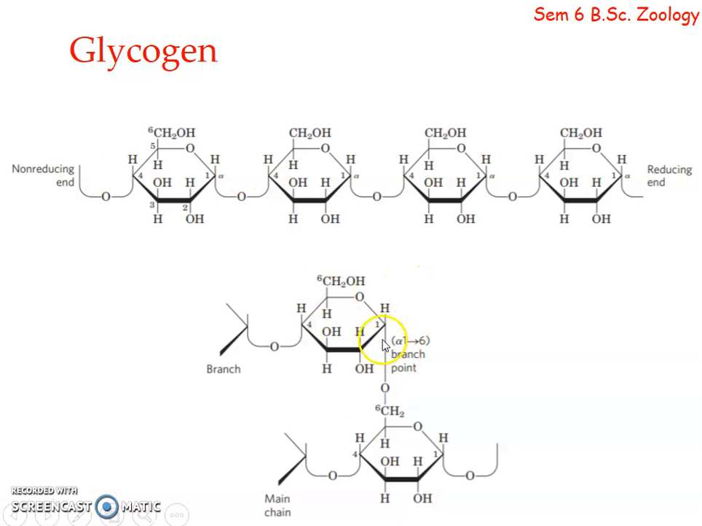Now at all the branching points you can see the sixth carbon. If there is a branching over here, this is the first carbon, second, third, fourth, fifth and sixth, isn't it? So this is the sixth carbon. The hydroxyl on the sixth carbon forms a covalent bond, a glycosidic bond, with the anomeric carbon of another glucose molecule over here. So this is how it happens wherever there is a branching point.